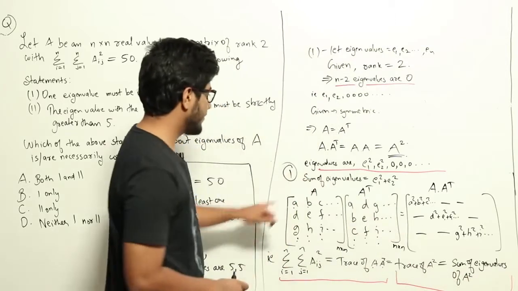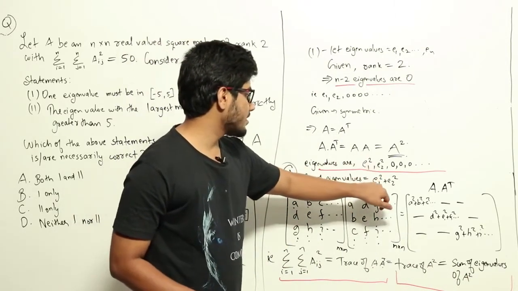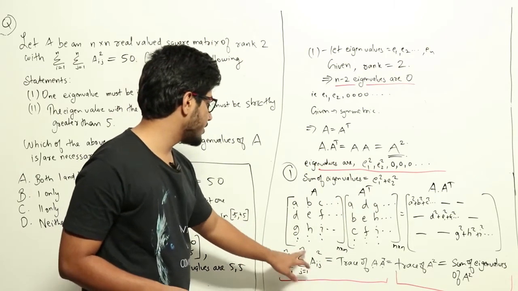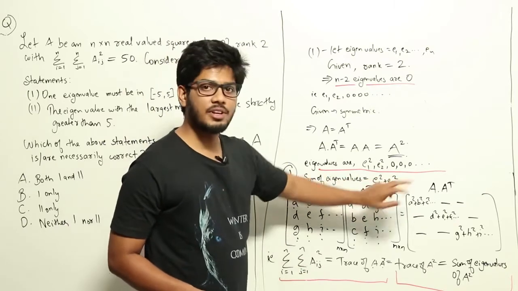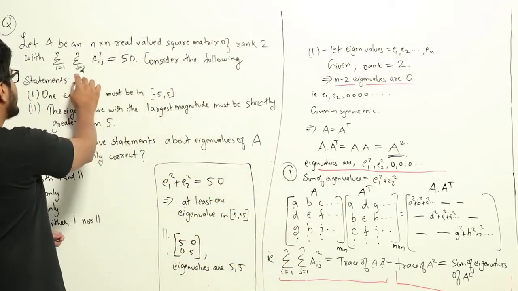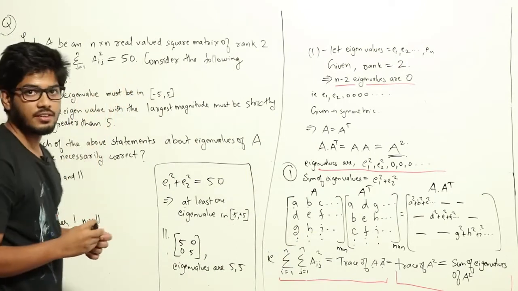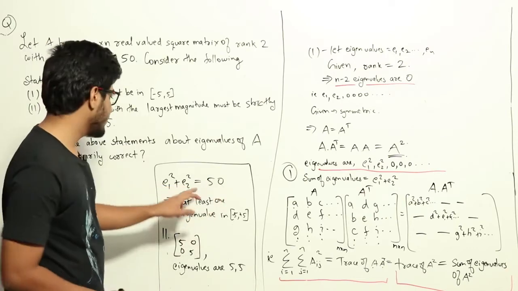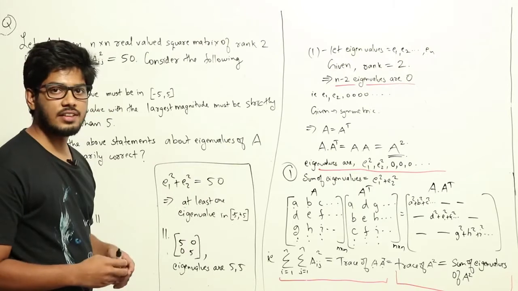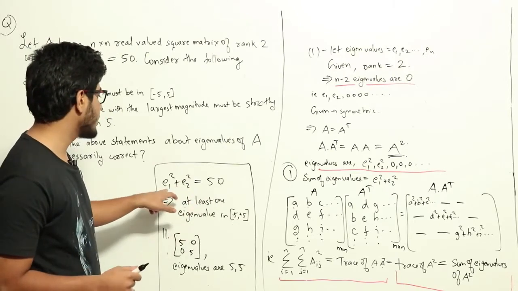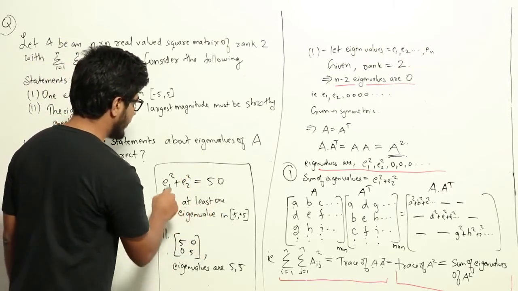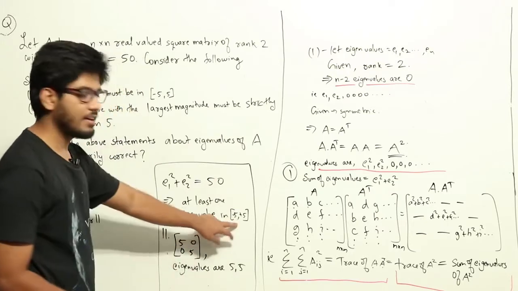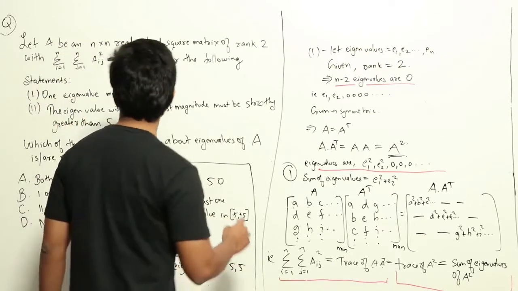Now, we'll come back to statement 1. The sum of the eigenvalues of A square was e1 square plus e2 square. So here we have proven that sigma i equal to 1 to n, sigma j equal to 1 to n, A of ij square will be equal to e1 square plus e2 square. Now in the question it was given that sigma i equal to 1 to n, sigma j equal to 1 to n, A of ij square was 50. What that means is that e1 square plus e2 square equals 50. Now e1 square plus e2 square equal to 50 means that at least one of e1 or e2 must be less than or equal to 5 in magnitude. If both are greater than 5, then the sum of the squares would be greater than 50. So at least one eigenvalue, e1 or e2, of matrix A must be in the closed interval minus 5 to plus 5. So thus we have proven that statement 1 is true.